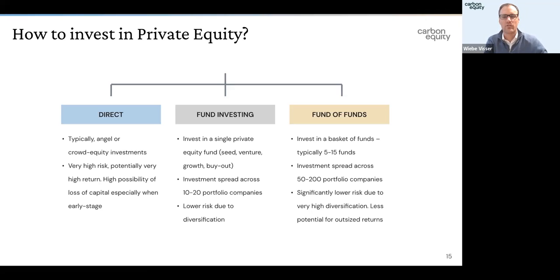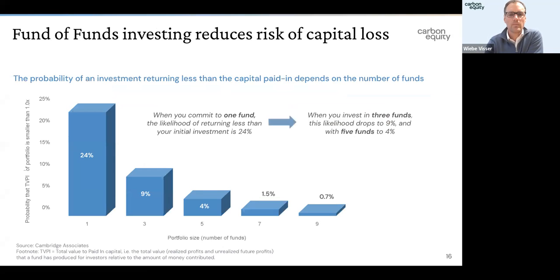If you don't have that and don't have the time to select the right funds, then you have a third option and invest through so-called fund of funds. Then you invest in a basket of funds, typically ranging between 5 to 15, and each of those funds in the fund of funds has again 10 to 20 investments. So overall, your portfolio would range between 50 to over 200 companies. This is really a good way if you have no experience and start investing in private equity. I think a fund of funds makes a lot of sense to start there.